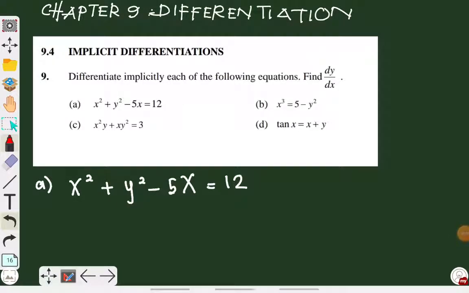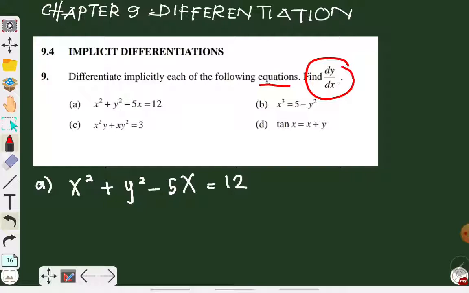Alright, let's move on to the next derivative. The next subtopic I would like to share with you is how to differentiate using implicit differentiation. Let's refer to this question: differentiate implicitly each of the following equations. Find dy/dx.